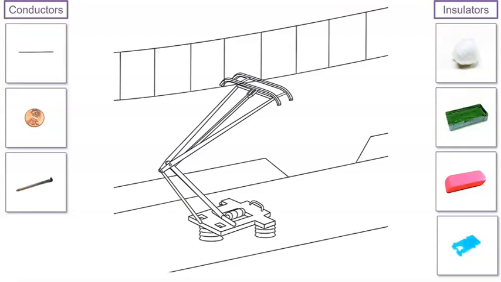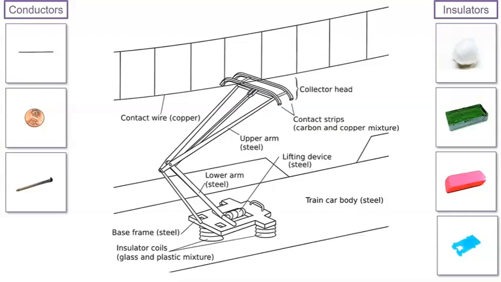Look at this pantograph diagram. The outside of the train, or the train car body, is made of steel, like the nail. In our investigation, we found that the steel nail is a conductor. So we know the train car body is a conductor. I labeled the rest of the diagram for us. Where do you think the conductors and insulators in the pantograph are?